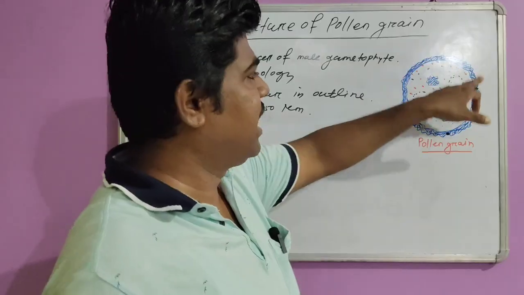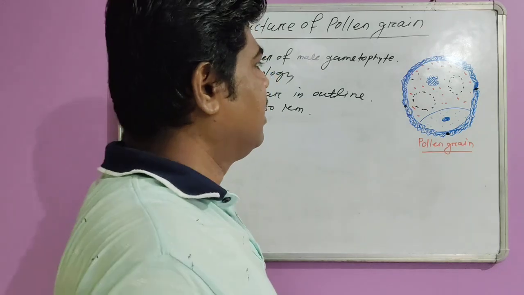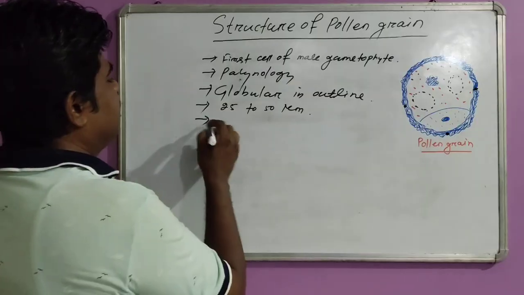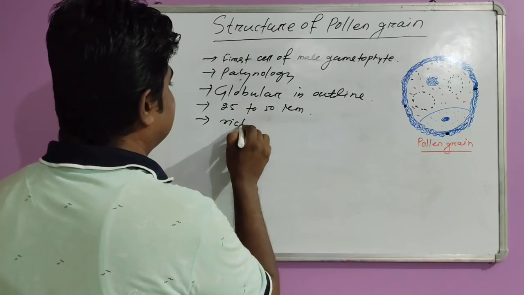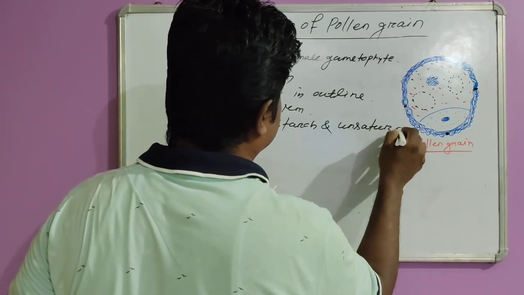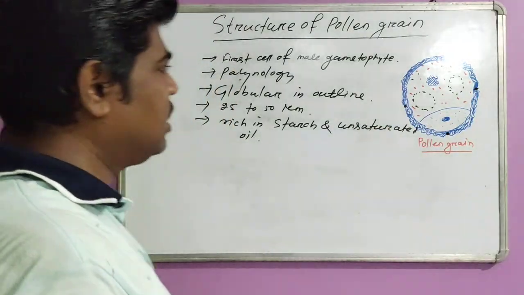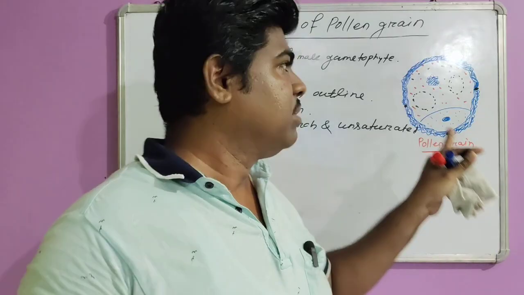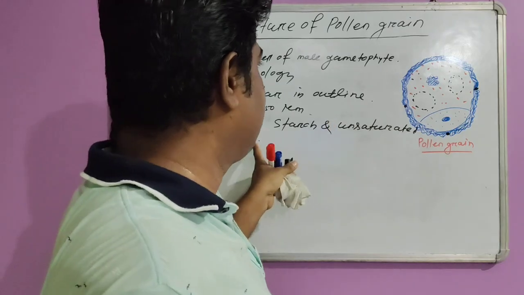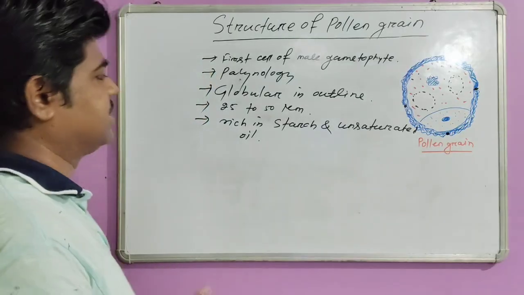And this pollen grain has a highly resistant wall covering. The cytoplasm of the pollen grain is rich in starch and unsaturated oils. The function of this unsaturated oil is that it protects the chromosomes of the pollen grain, in the nucleus, from radiation damage, that is, from UV radiation.